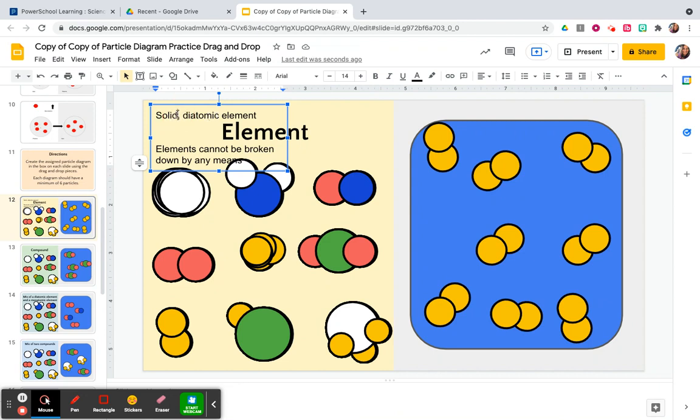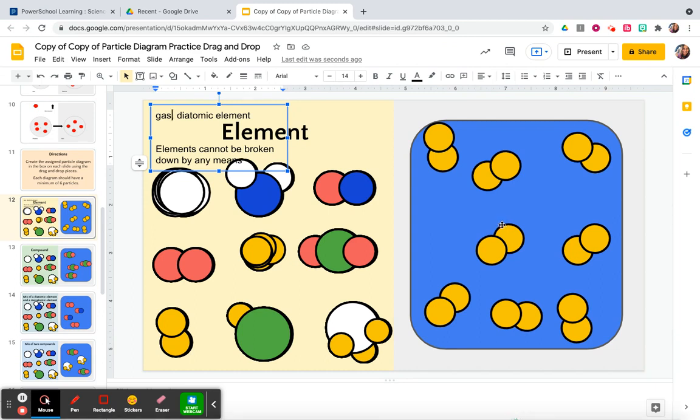Now this picture that I just drew, instead of being a solid, is actually a gas because you can see that the particles are spread out. They're taking up all their available space. They have an indefinite shape and an indefinite volume. So this is a diatomic element.